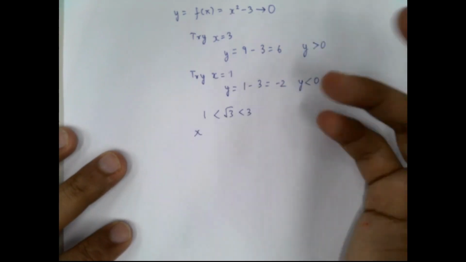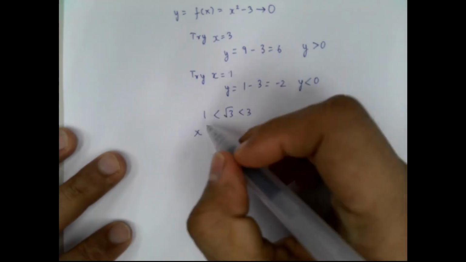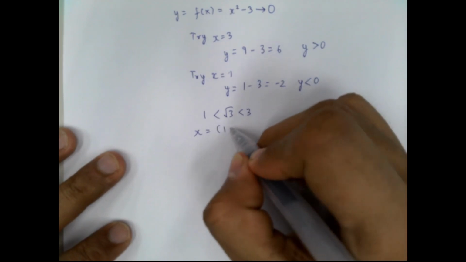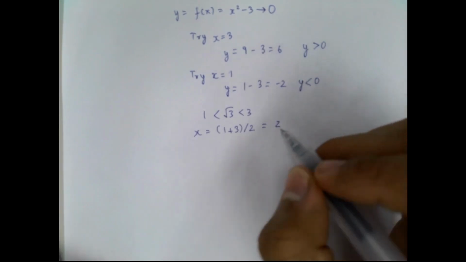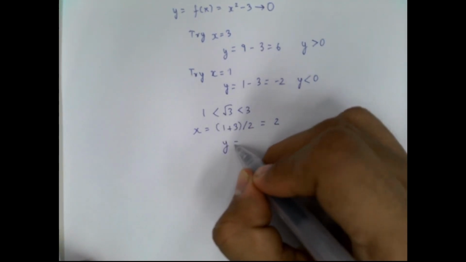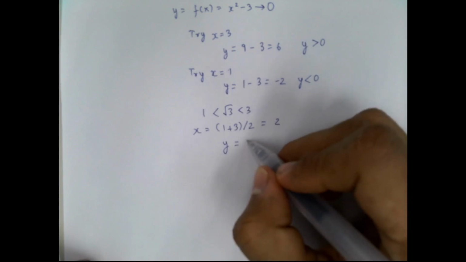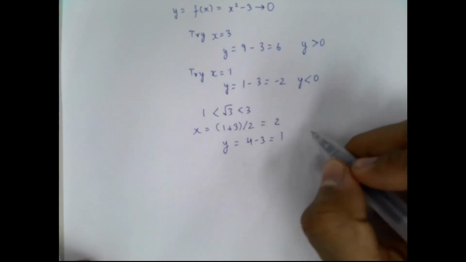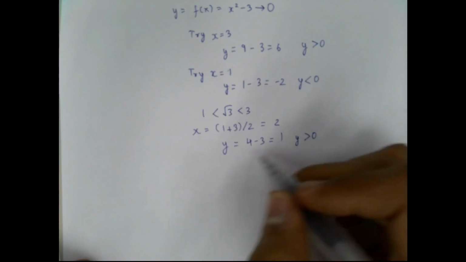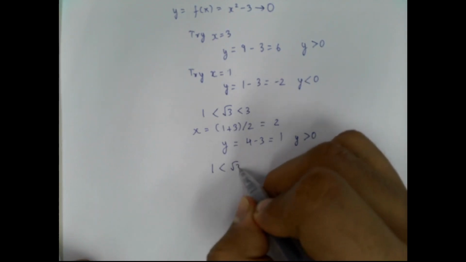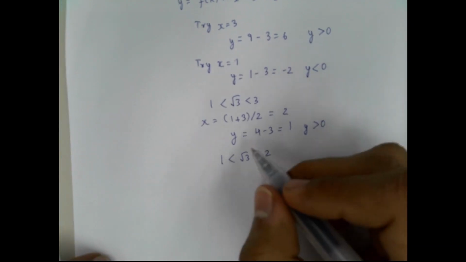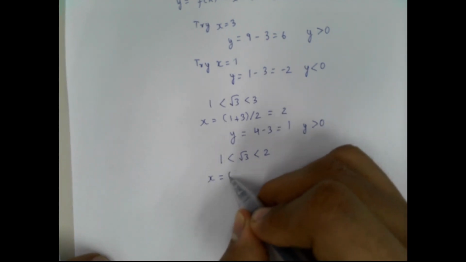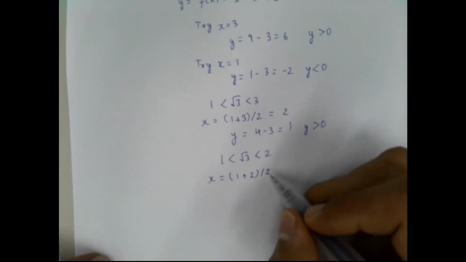Since it's somewhere between 1 and 3, we can simply take an average of both of these numbers. So 1 plus 3 divided by 2 is equal to 2, right? Now we calculate the value of y if we keep x as 2. 2 squared is 4, minus 3, which is equal to 1. And 1 is greater than 0. Since it's greater than 0, we can say root 3 is going to lie between 1 and 2. Since it's between, we take an average again: 1 plus 2 divided by 2, which is 1.5.